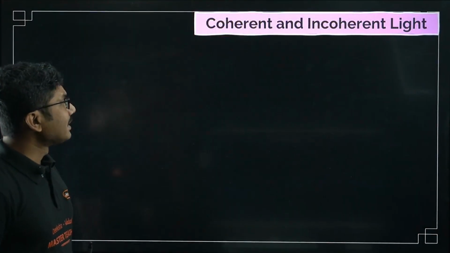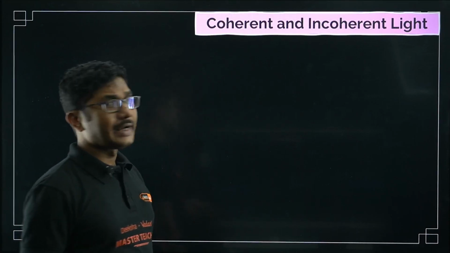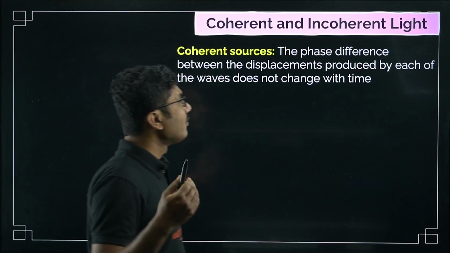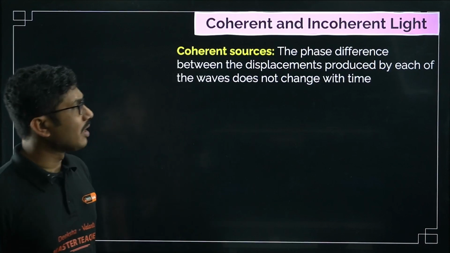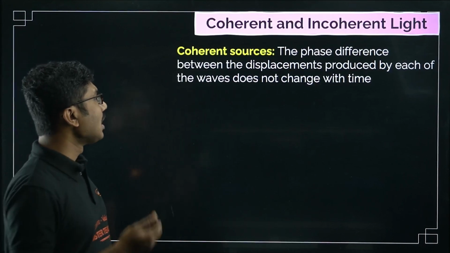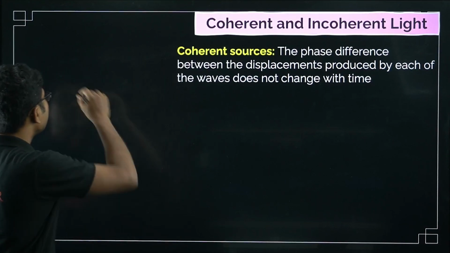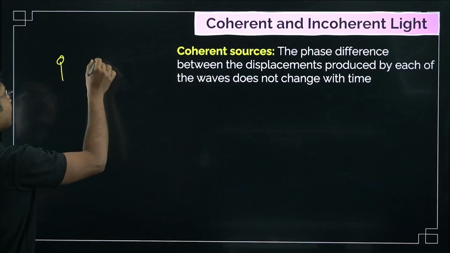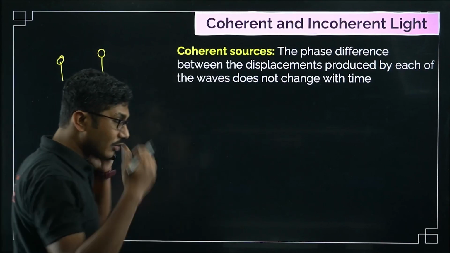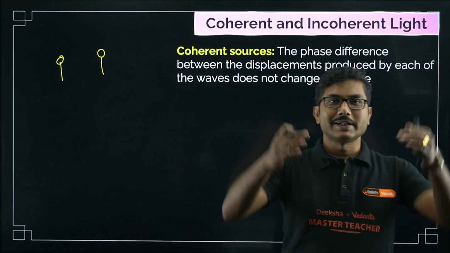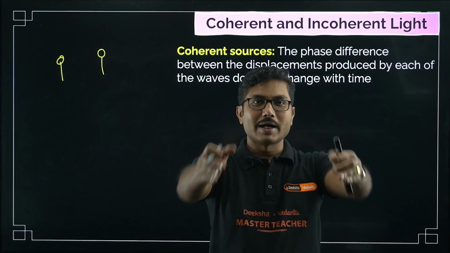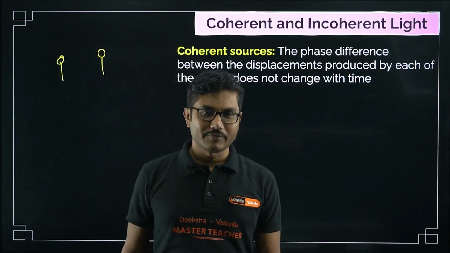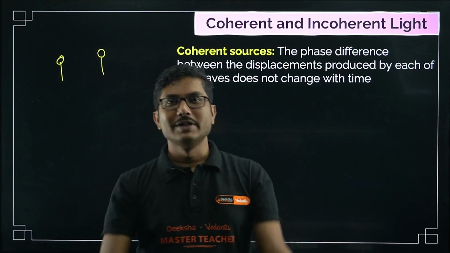Now let's continue with the next part, coherent and incoherent sources. What are coherent sources? Coherent sources are those where the phase difference between the displacements produced by each of the waves does not change with time. So suppose you are standing in a queue, and some of your friends are also standing in the queue during COVID time. Remember the COVID time, they all said that you have to maintain one arm's length distance between you and whoever is standing in front of you, right? So that arm's length rule is still being followed.